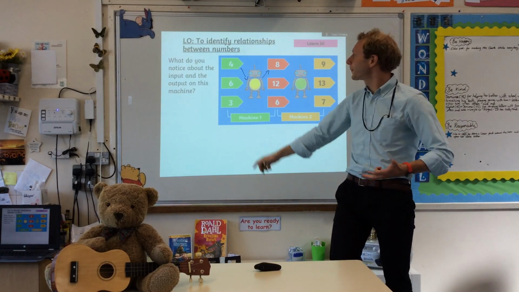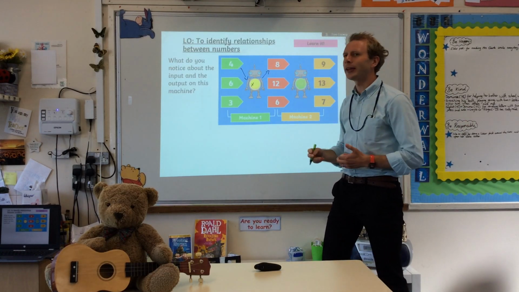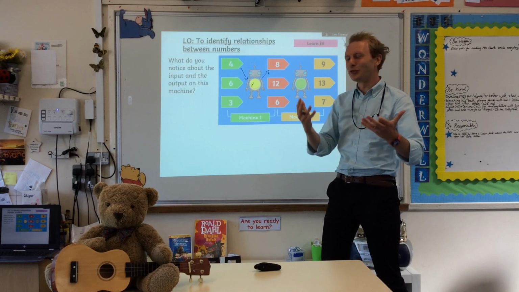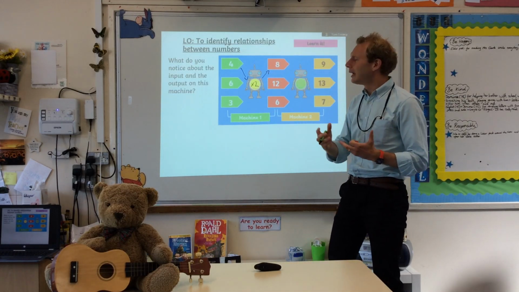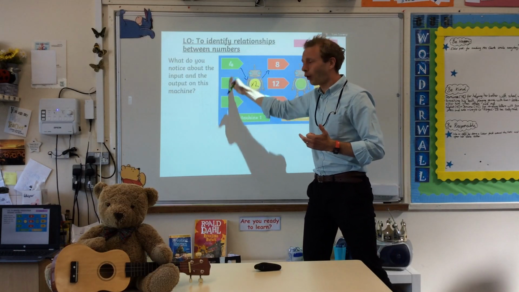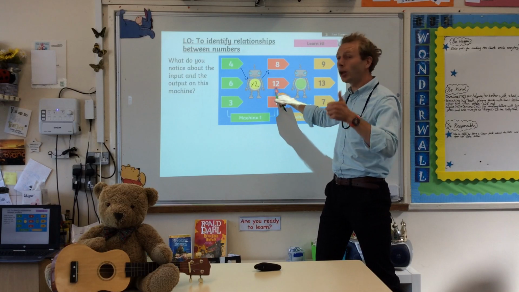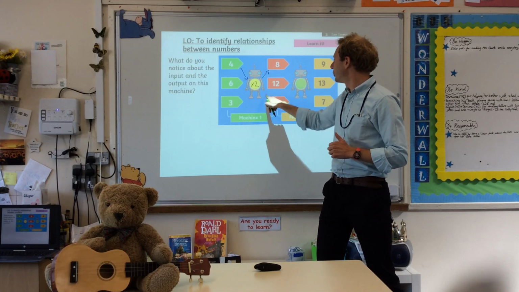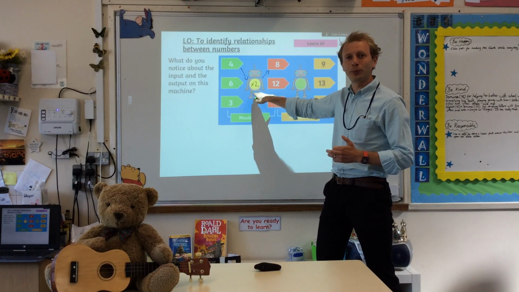Maths is all about patterns. 4 multiplied by something equals 8. I'm sure you've already guessed it. It's 4 multiplied by 2. Let's just check that's the same for all of the inputs we've got so far. 6 lots of 2 is 12. Good. 3 lots of 2 is 6. So there we are. Our first function is definitely multiplied by 2.